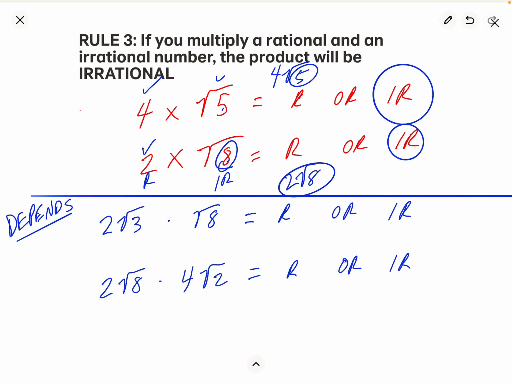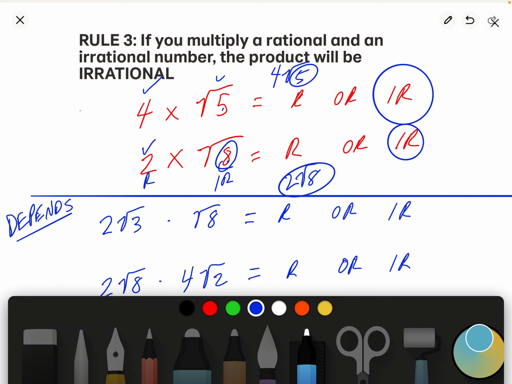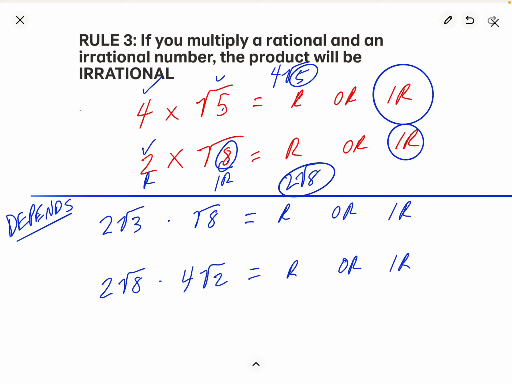So let's look at this first example. 2 times the square root of 3 times the square root of 8. Is that going to be rational or irrational? Well, what you would do in this example is take what's inside the square roots and multiply those together. So this is going to be 2 times the square root of 24, because 3 times 8 is 24. And what you should say at this point is, 24, is that a perfect square? No, it isn't. So this is going to be irrational.